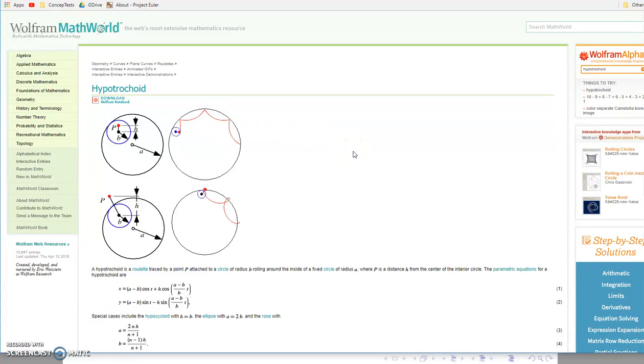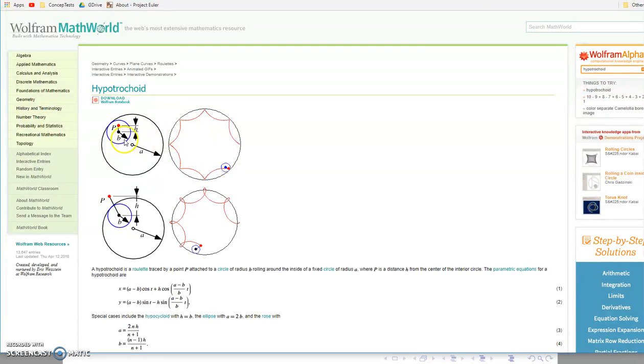This is an animated illustration of what hypotrochoids look like when they're traced out. So you have some smaller wheel rotating inside a larger wheel. And in that smaller wheel, on an arm of whatever length, it can be even sticking outside of the big wheel, you're tracing out a path.